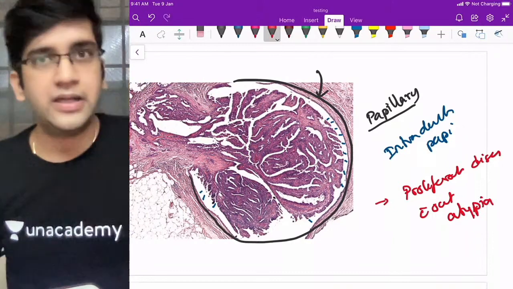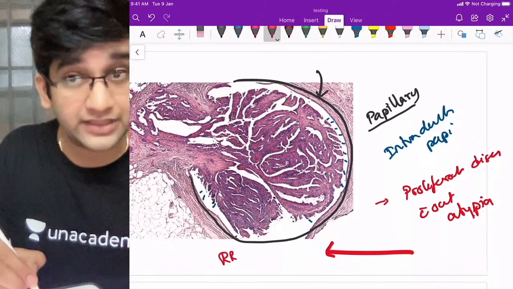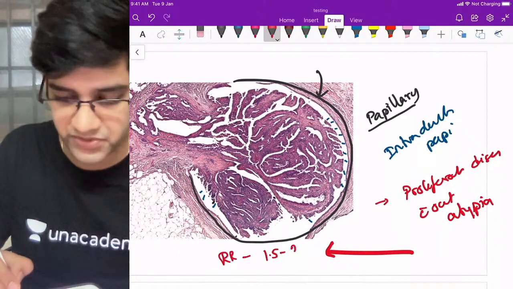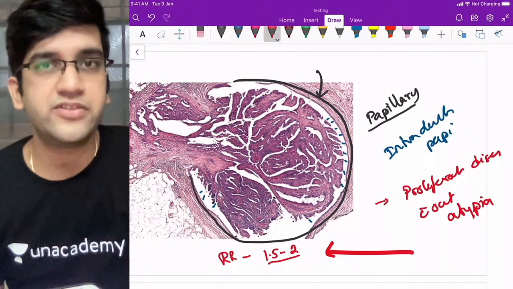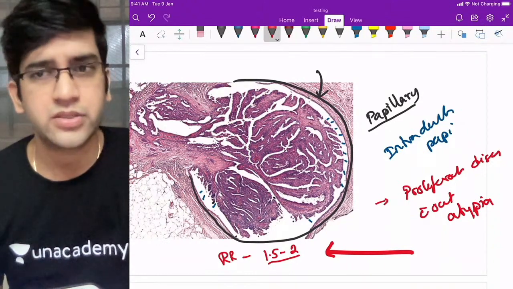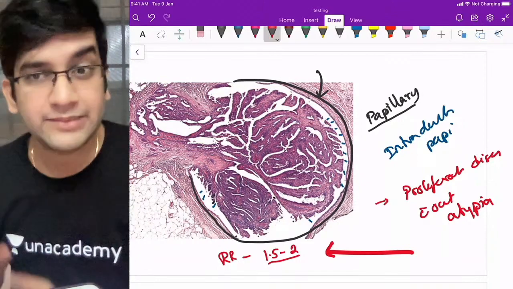So when I say without ATPR, it's still a proliferation. They do have a relative risk to become a cancer, like 1.5 to 2 times relative risk. I didn't go with the fibrocystic disease, I didn't talk about the fibrocystic disease, for the only reason that the relative risk for that is 1. 1 relative risk is nothing. This is a bit elevated, fine.